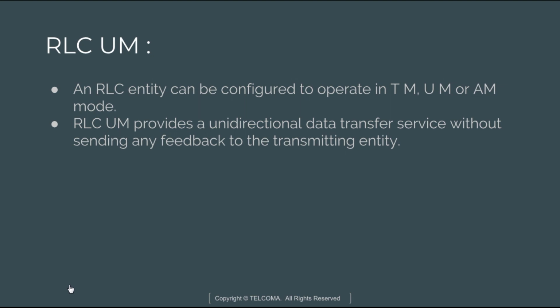So this is unacknowledged mode, whereas we also have acknowledged mode and transparent mode. Unacknowledged mode provides unidirectional data transfer without sending any feedback to the transmitting entity. Therefore, there is no retransmission of packets. So this is mainly utilized by delay sensitive and error tolerant real-time applications, especially VoIP and other delay sensitive streaming services. RLC UM is useful for services that tolerate a higher packet loss but require lower latency.